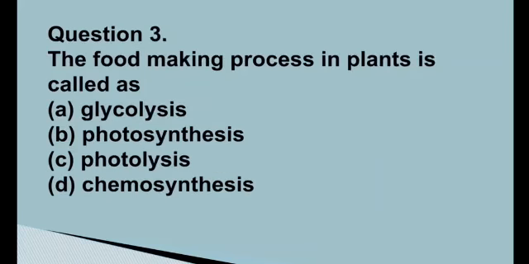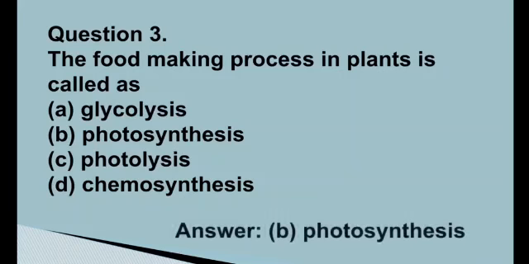Now we have question number 3. The food making process in plants is called as. Options are option A glycolysis, option B photosynthesis, option C photolysis, and option D chemosynthesis. As we know, the food making process in plants is known as photosynthesis. Yes, the correct option will be photosynthesis, which is called the food making process in the plant.